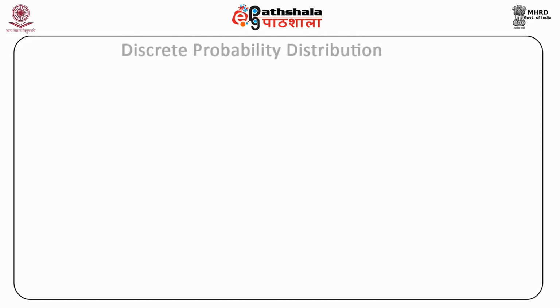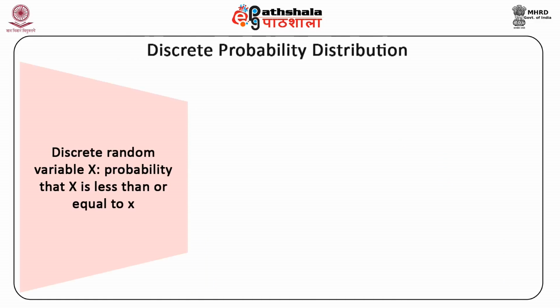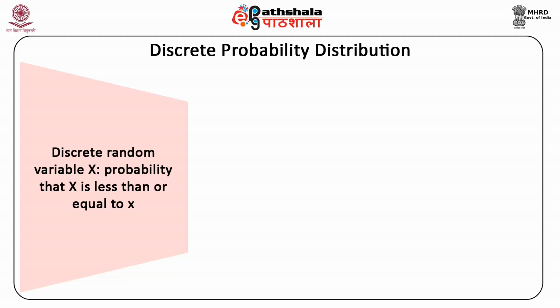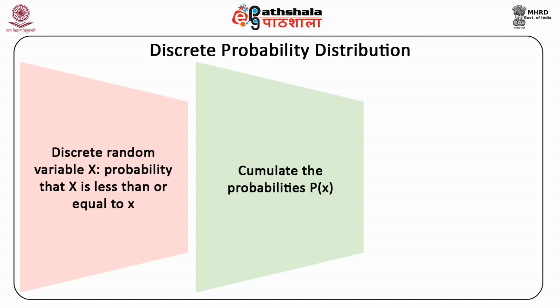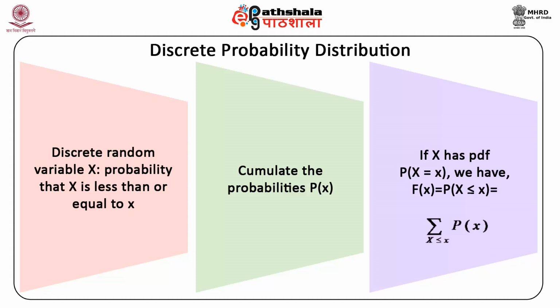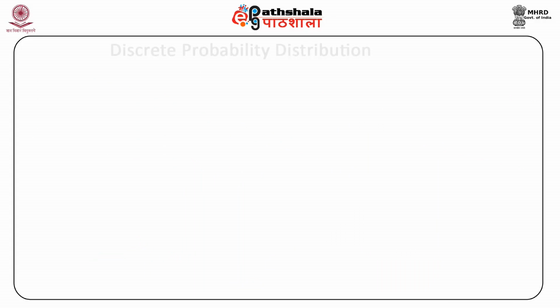The cumulative distribution function CDF of a discrete random variable x is the function F(x), which tells you the probability that X is less than or equal to x. Thus, to obtain the cumulative distribution of x, we cumulate the probabilities p(x) as x varies over the given range. So, if x has PDF p(x), we have F(x) is equal to P of X less than or equal to x, which is equal to sigma p(x) taken over x less than or equal to x. Let us understand it with the help of an example.